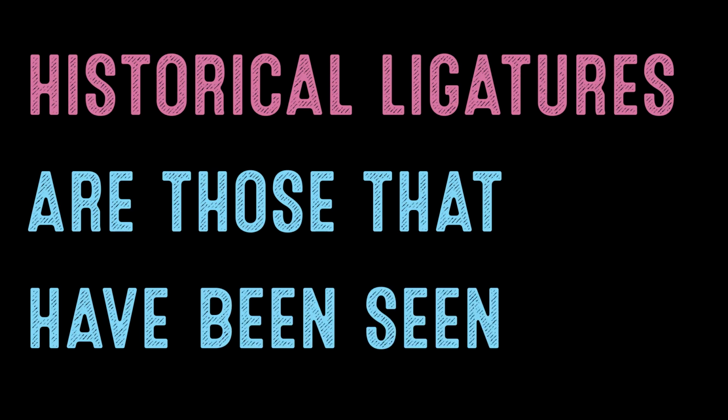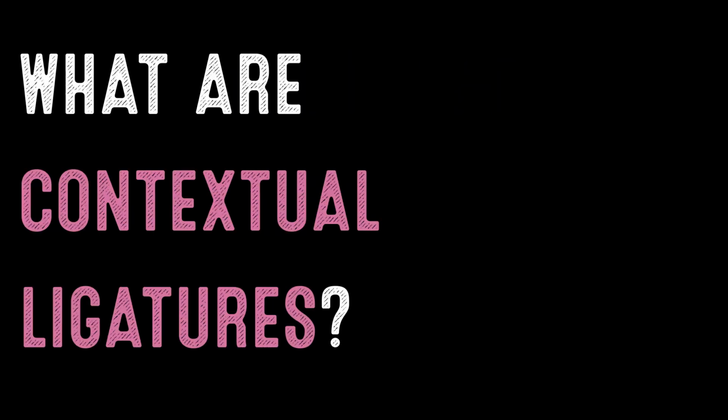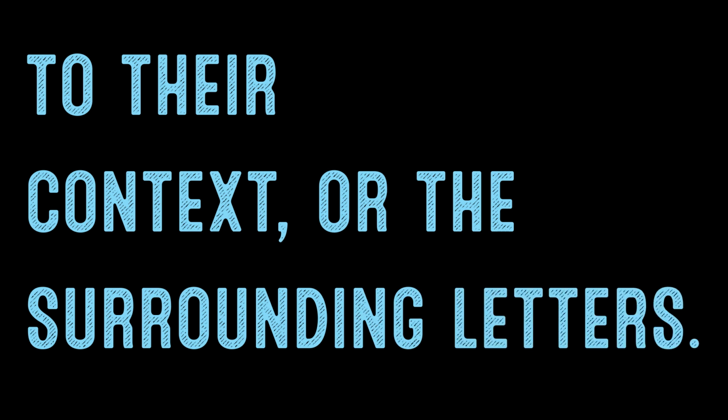What are historical ligatures? Historical ligatures are those that have been seen historically, for example, in old books, like the German TZ digraph. What are contextual ligatures? Contextual ligatures are when the ligatures adapt to their context or the surrounding letters.